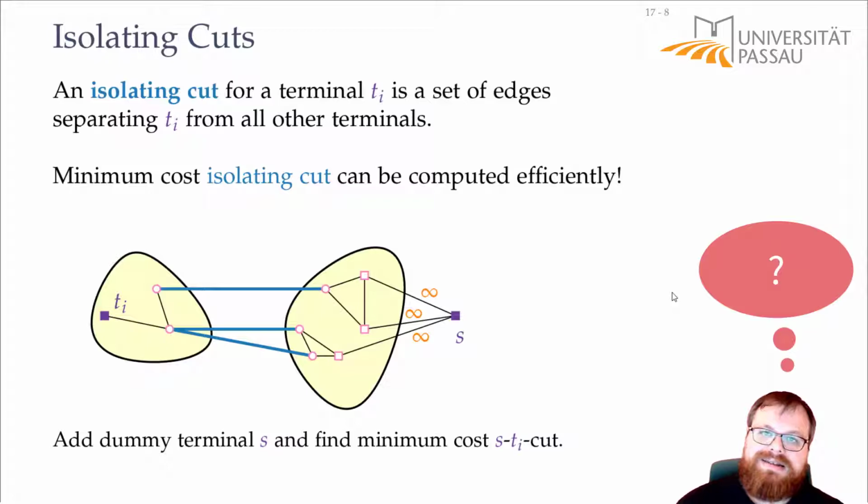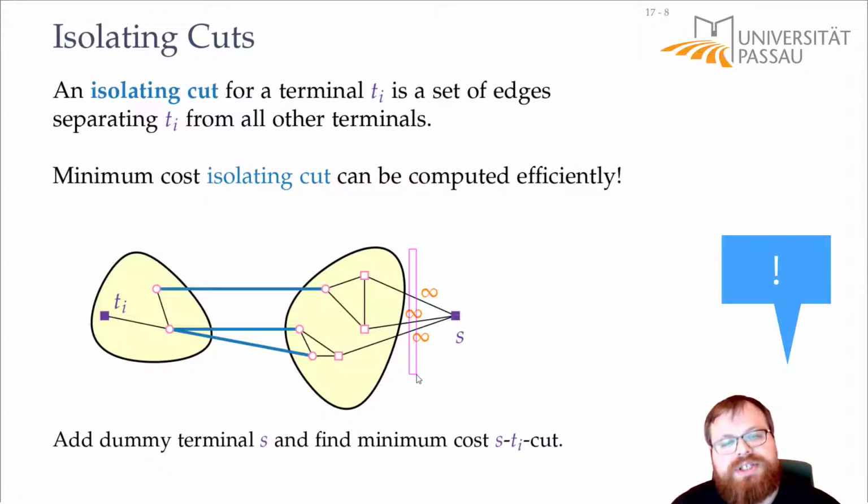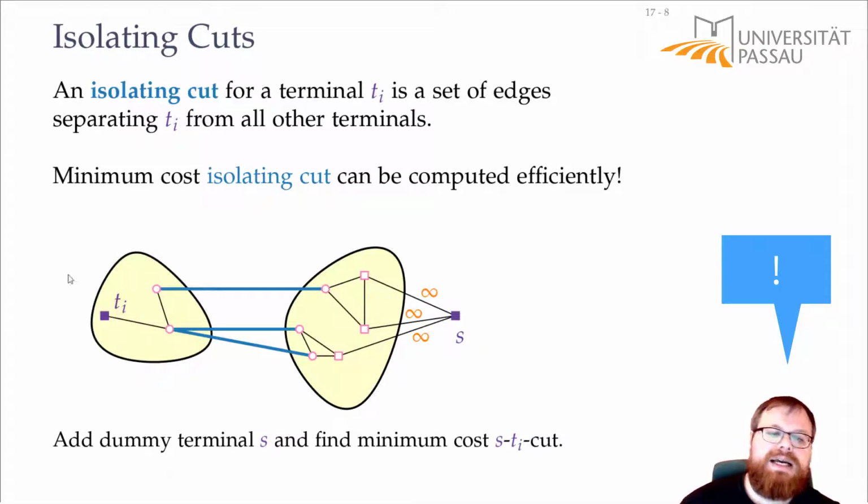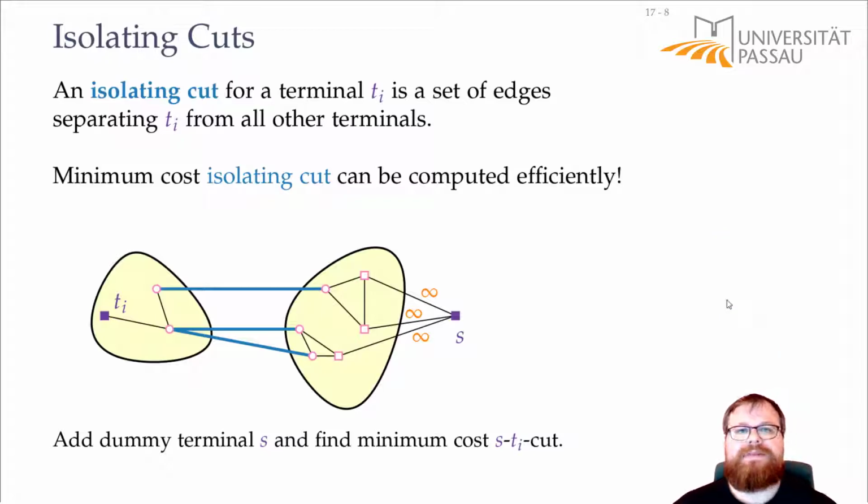Why is this the case? Well, since these edges all cost infinitely much, none of these edges will be in the cut that we select. That means that definitely S and all of these previous terminals are in the same component. So none of these can be in the same component as Ti. So Ti is separated from all of them, and the cut is an isolating cut. And from these isolating cuts, we can now find a good approximation algorithm for our problem, which we will do in the next and the final part.